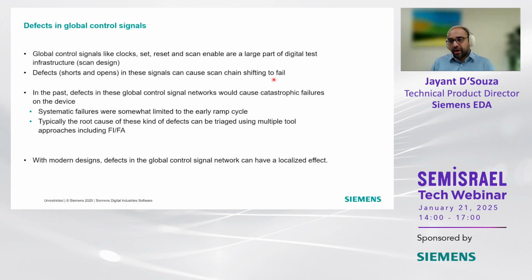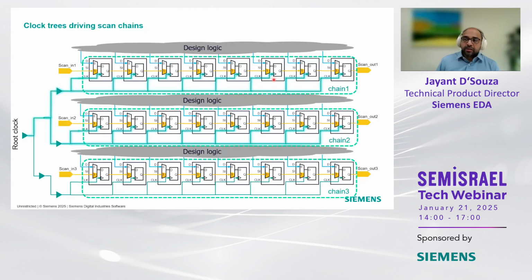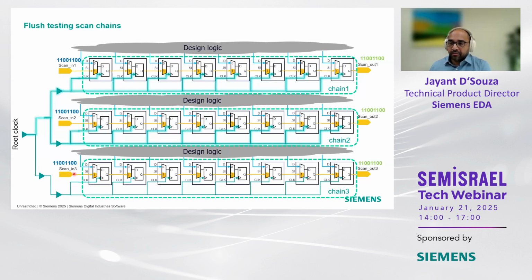Typically people would rely on triaging this kind of defect using a combination of FI and FA. However, with modern designs, one of the things that's changed is that defects in the global control signal network can have a very localized effect. So let's illustrate this technology a little bit more. Think of a root clock that drives a clock tree that's driving a bunch of scan chains, and let's say you scan in a 1100 kind of sequence into each of these scan chains.